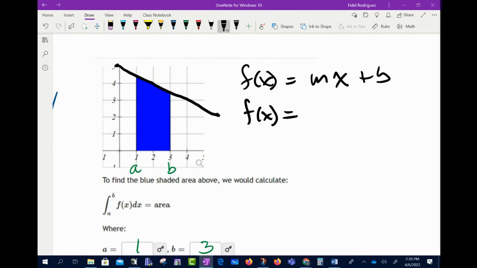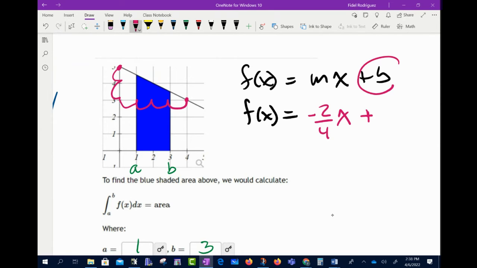Let's find the rate at which the line is decreasing. So I want you to think about this for a second. Say from this point to that point, how many spaces do I have to move down? 2. And 1, 2, 3, 4 to the right. So would you agree that my slope is negative 2 over 4? I'm going to reduce it in a second, right? Okay. Plus b.